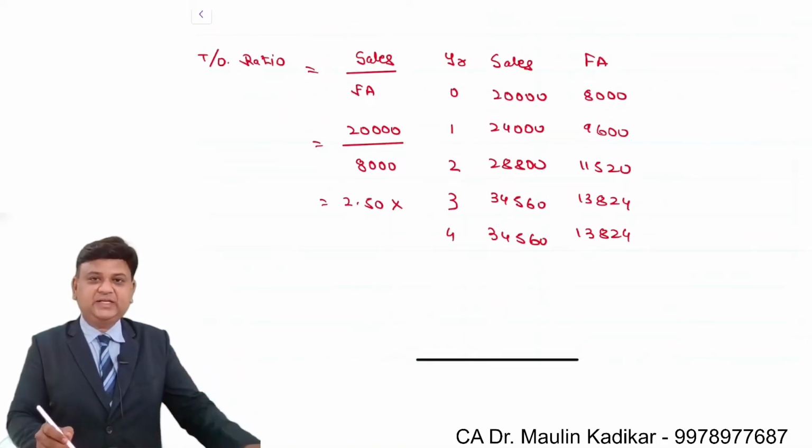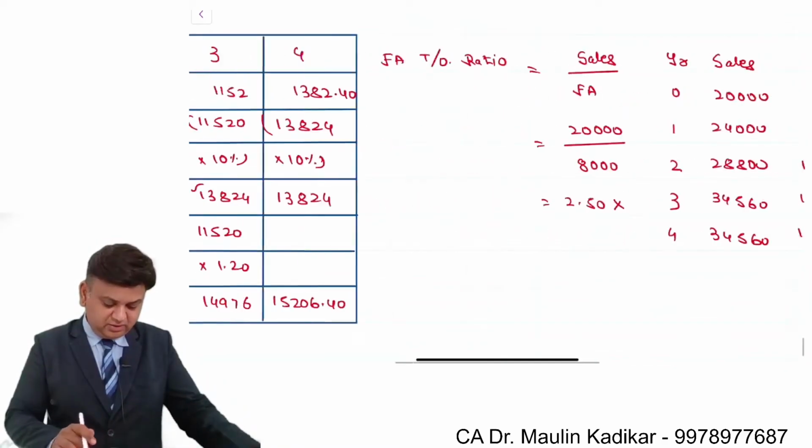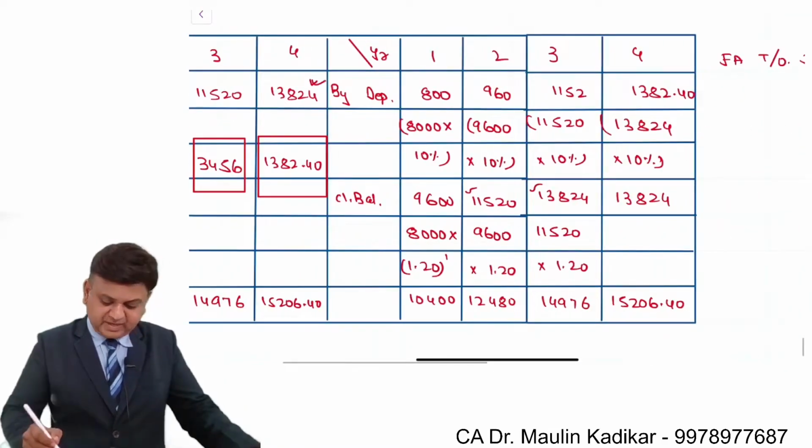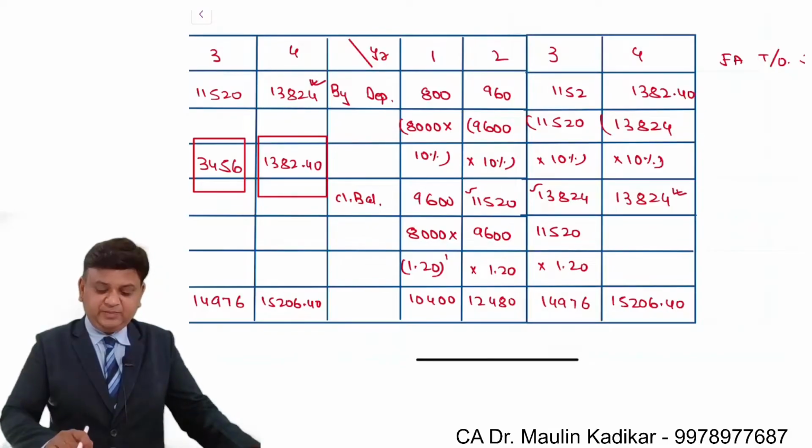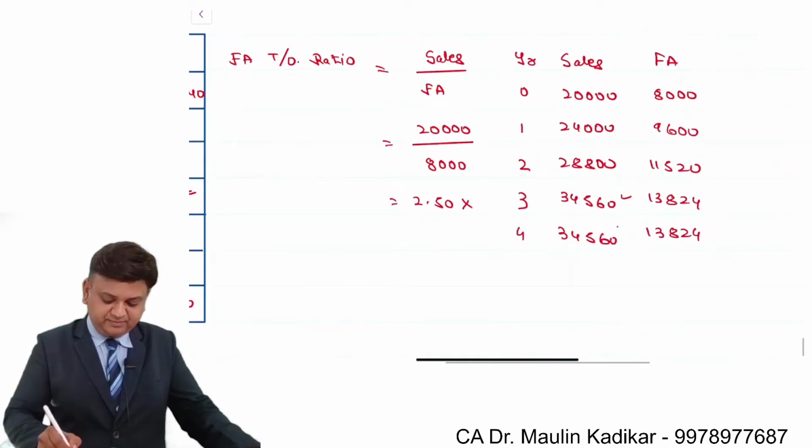So basically, we understand that beyond the third year, the opening fixed asset and the closing fixed asset would be same. Why it will be same? Because the sales of the company is becoming same. That is what we understand.